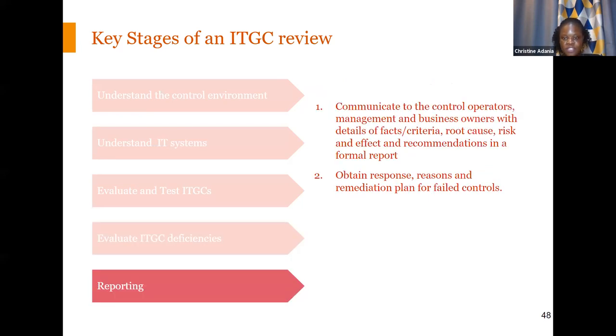Then you document a report, communicating, like I said, the facts, the root cause, the risks, the effect and recommendations, and then maybe you obtain a response from management and a remediation plan. Say, okay, maybe by June we'll have these things effected.